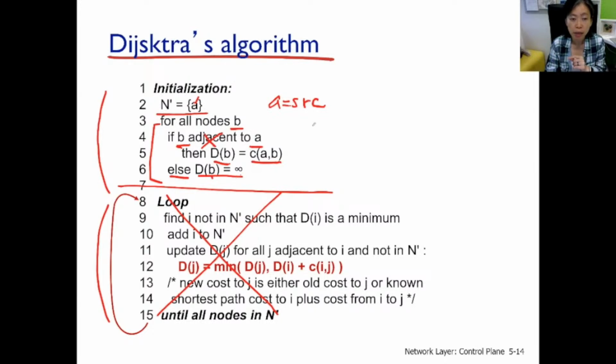Okay. Now, from the description, you probably also see, in order to find all pair shortest path, you need to repeat the Dijkstra algorithm, providing a different source address.